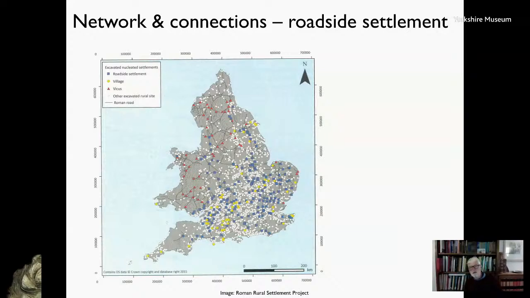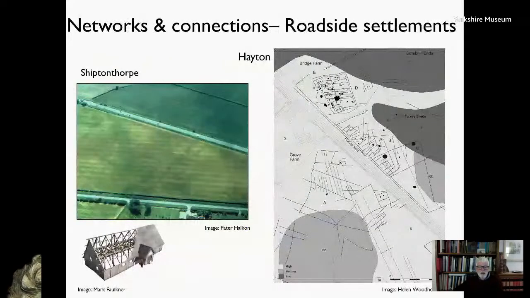And what we then see through the Roman period is the roads acting as a magnet for more permanent settlement. And we can see that very clearly in the next slide in a couple of examples of the roadside settlements that I've been involved in exploring. At Shiptonthorpe on the left-hand side, where I hope on the air photograph, you can just see the faint line of the Roman road flanked by ditches running from sort of 7 o'clock to 1 o'clock. And on either side of it, a series of ditches of enclosures, very much like those we were seeing along the trackway in the Vale of Pickering.